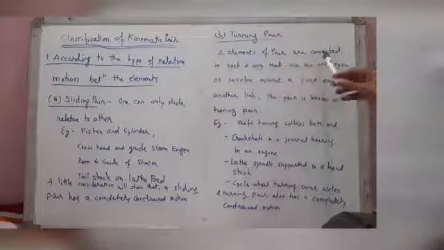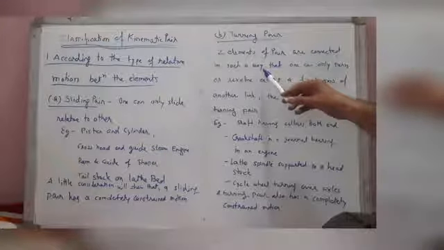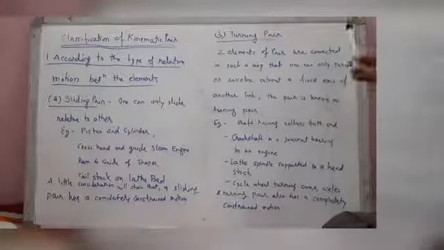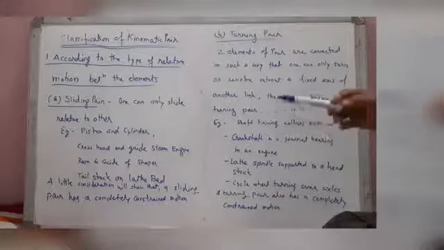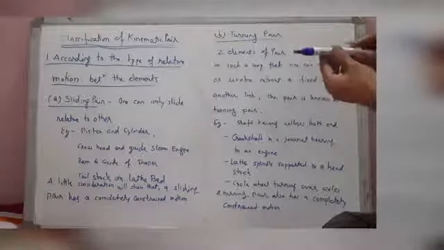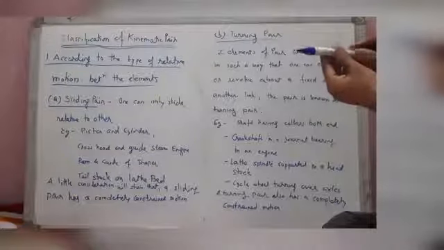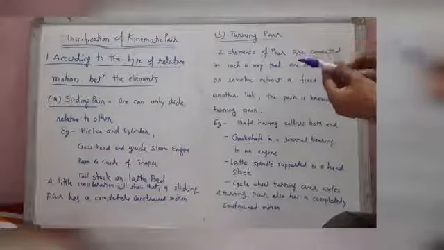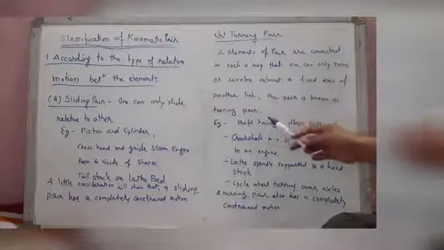Two elements of the pair are connected in such a way that one can only turn or revolve about the fixed axis of either link. This is turning. Only turning is done here. Okay? Only turning is done here. The pair is known as turning pair.